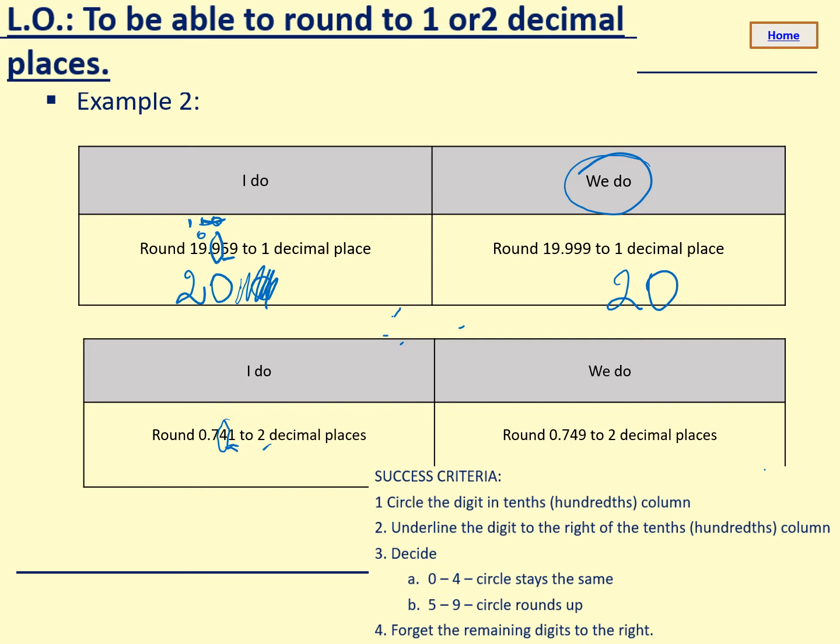So 0.741 rounded to 2 decimal places is 0.74, and the 4 stays the same. Ignore everything after that. Pause this video and have a go at we do. Okay, if you have 0.75, well done. Let's move on to more examples.